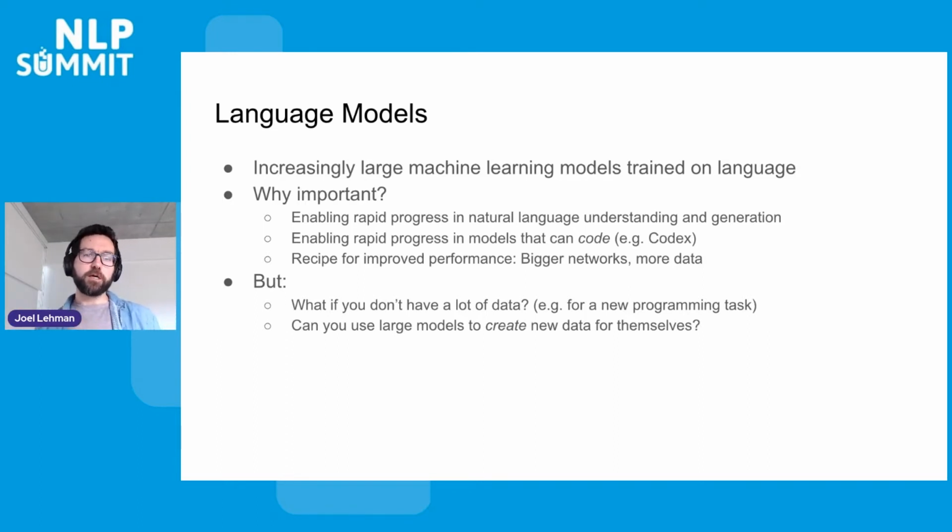For the purpose of this talk, I'm going to focus a lot on the rapid progress in models that can code, for example OpenAI's Codex and all those other kinds of coding models out there. So far, the recipe for improved performance at a high level for these kinds of models is bigger networks, more data, more compute. But for some domains, like a new programming task, you might not have a lot of data. So an interesting question is, can you actually use large models to create new data for themselves? So you actually have an engine of data creation. That's one of the things this paper focuses on.